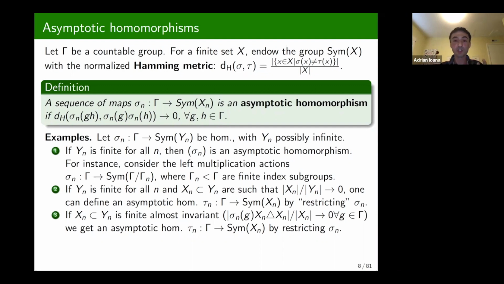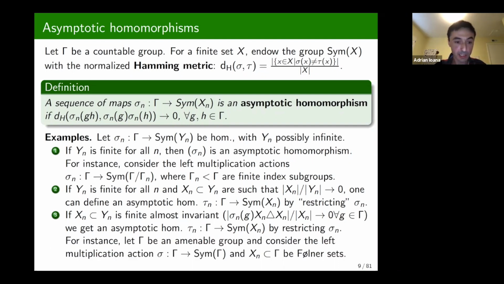If you have this condition, then it means that for every fixed g, g moves Xn almost on top of Xn. So again, you can define a new asymptotic homomorphism by restricting sigma n. Again, you have to restrict to the set of elements of Xn that are mapped to Xn and then change this on the complement. All right, and I'm mentioning this because this gives you a second or third construction of asymptotic homomorphisms.